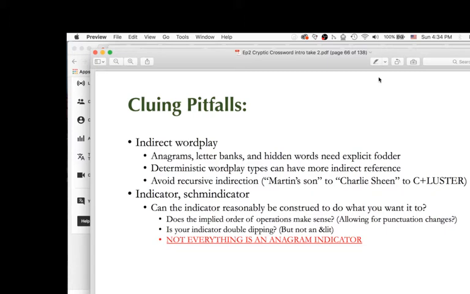I have fallen victim to this myself. I have written clues where I think, okay, I can just slap an adjective that sort of means not normal or bad or something like that and have it be an anagram indicator. No, anagram indicators should somehow talk about movement or change or something that is not the normal state of affairs. Just saying that it's, say, evil does not really work as an anagram indicator.